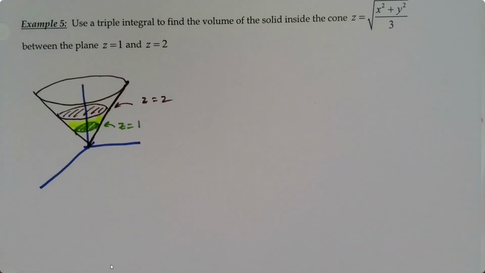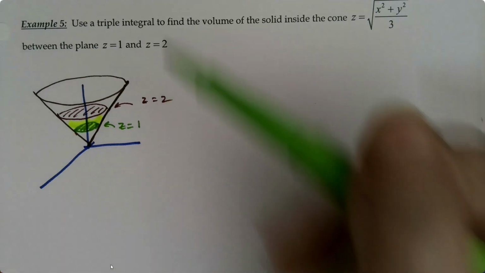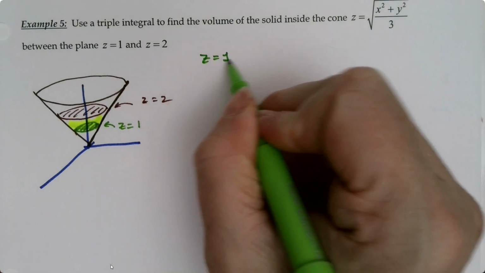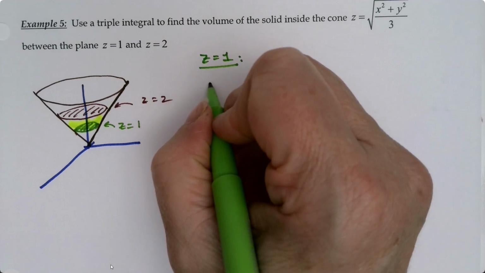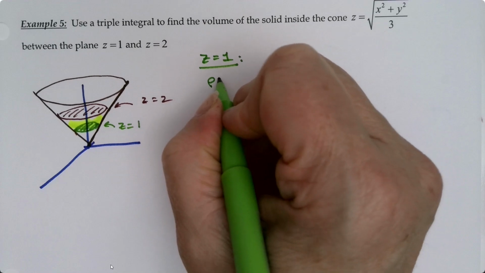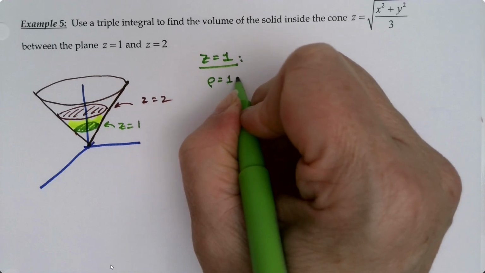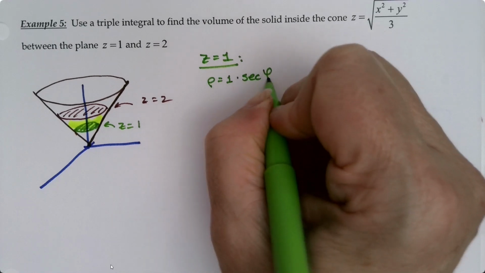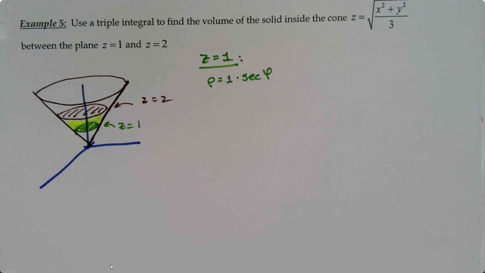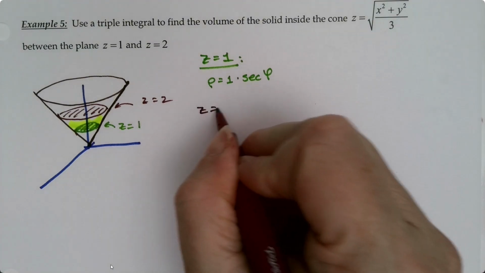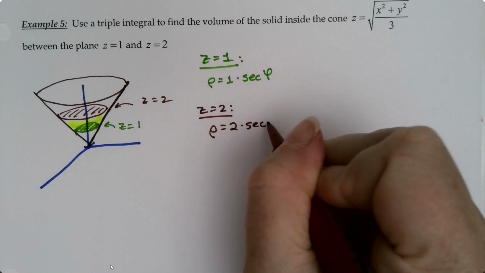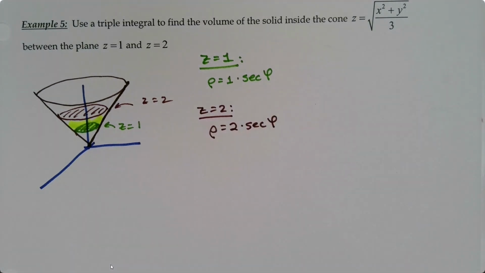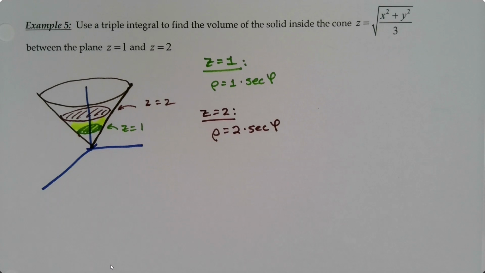Okay, so let's remind ourselves. When z equals 1, that means that rho is equal to 1 times the secant of phi. All right, when z equals 2, that means rho is equal to 2 times the secant of phi. All right, good. That's the horizontal planes.